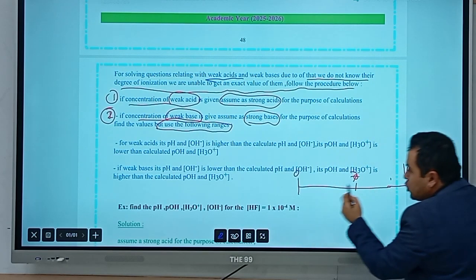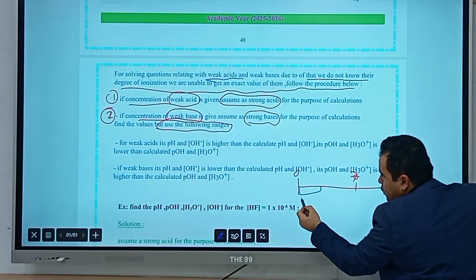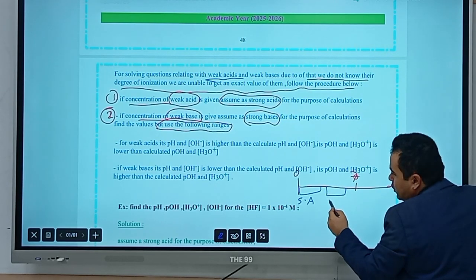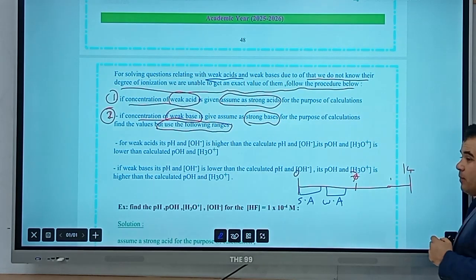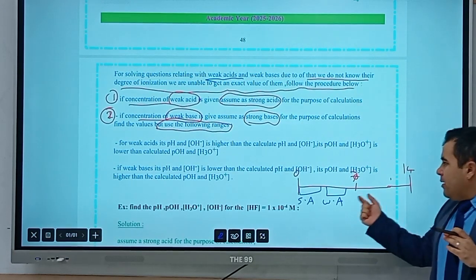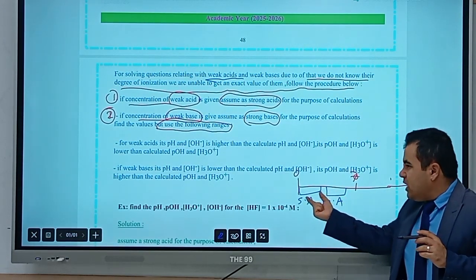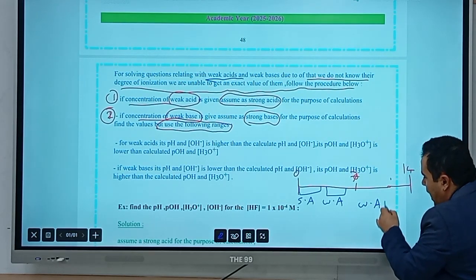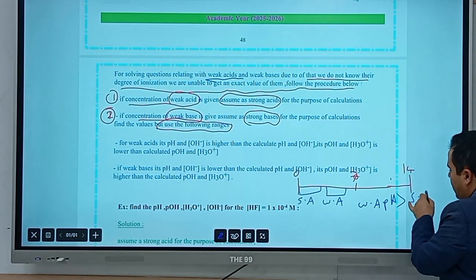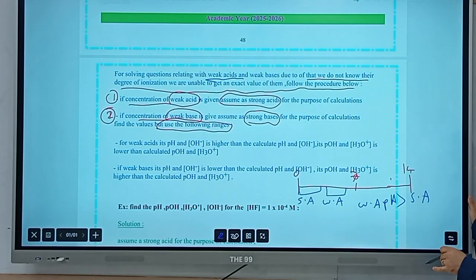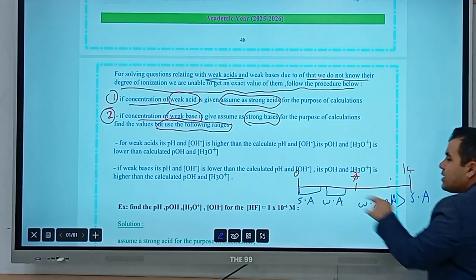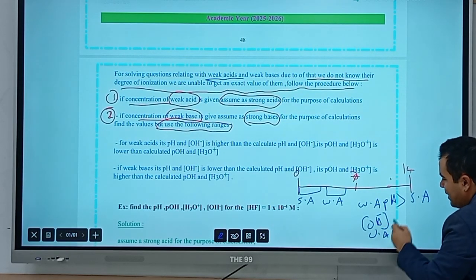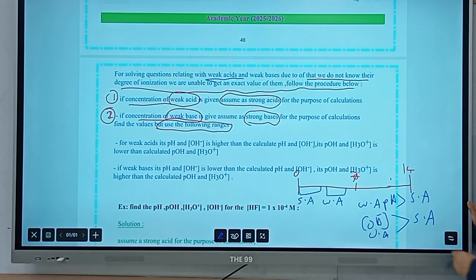Guys, the region of the strong acid is in this region, strong acid. And the region of the weak acid is in this region, weak acid. If we compare the weak acid's pH to the strong acid, of course, the weak acid has a higher pH than the strong acid. If we compare its hydroxide concentration, that of the weak acid is higher than the strong acid.